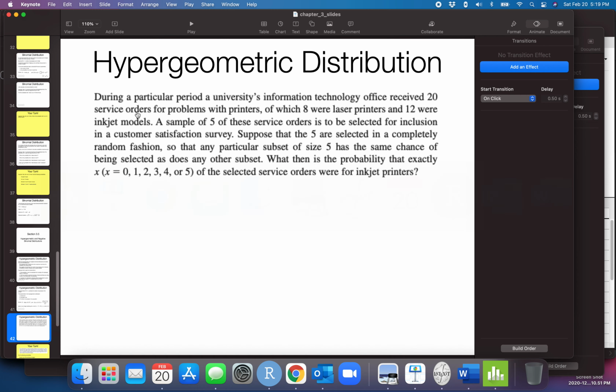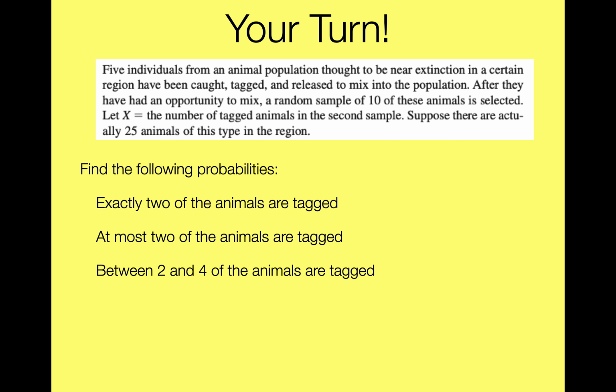And so, in fact, that's what I'm going to ask you to do. Your turn. You have another situation, and I want you to find the following probabilities. The hardest part of this, your turn, is going to be picking out what is capital N, what is capital M, and then little n.